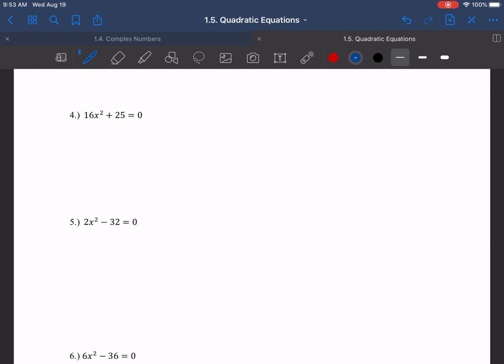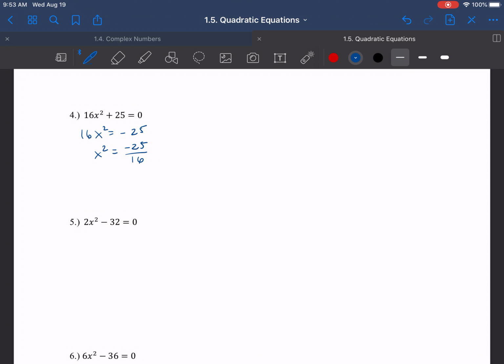So, for example, you could try going through this one and saying, well, I can make this 16x squared equals -25, which means x squared equals -25 over 16. And then you're saying, oh, wait, now I have to take a square root. So, think about that one in regards to what we have done.